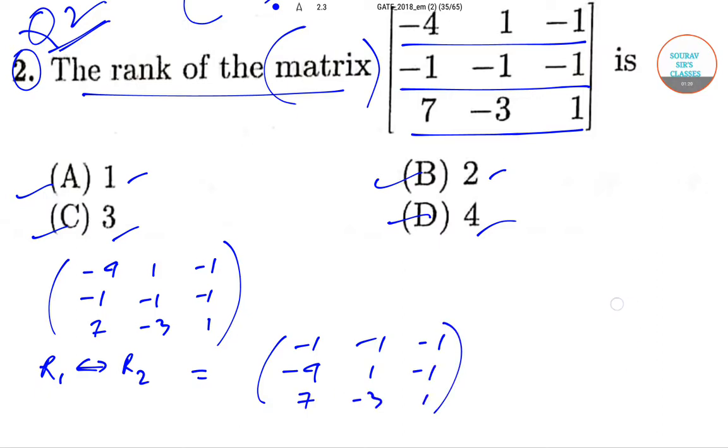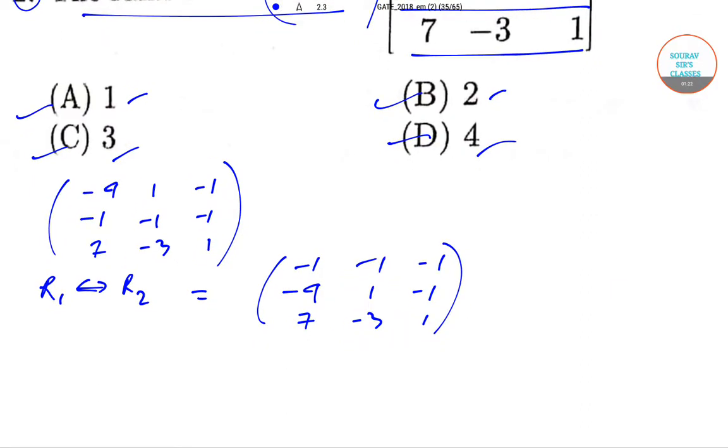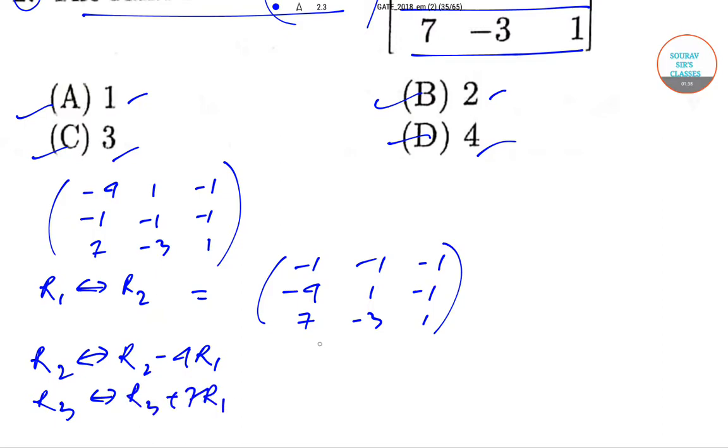The next operation that we'll implement is that the second row will be transformed into R2 minus 4R1, and the third row, that is R3, will be R3 plus 7R1. So this will give us the matrix [-1 -1 -1]. The first row will be unchanged, the second row will become 0 5 3, and the third row will be 0 -10 -6.